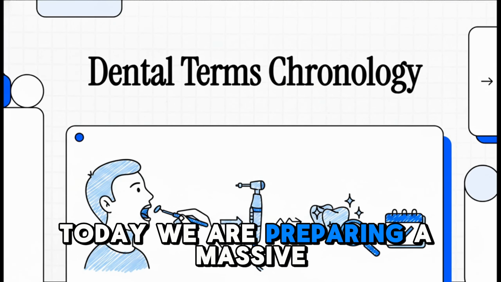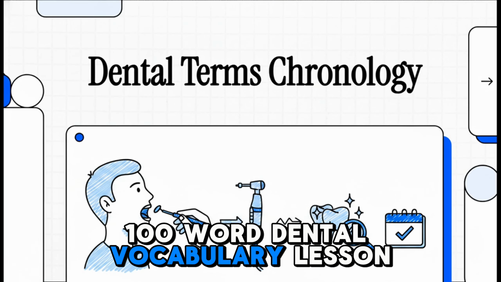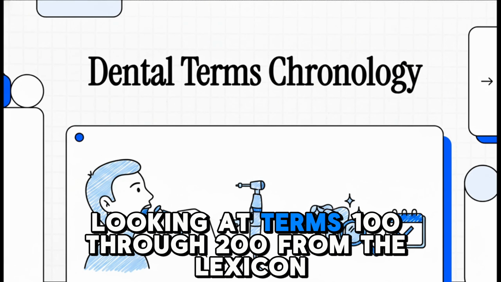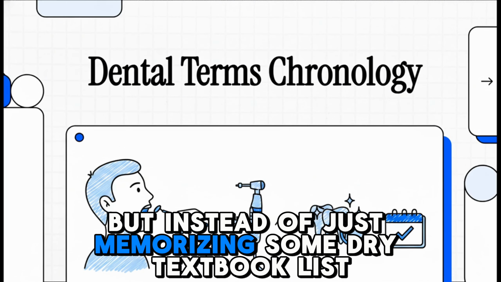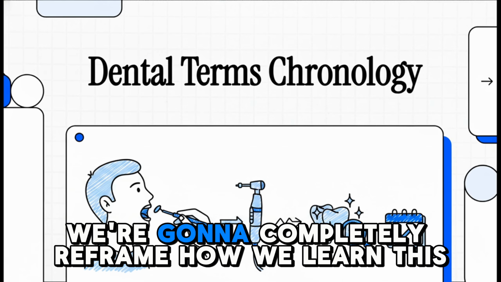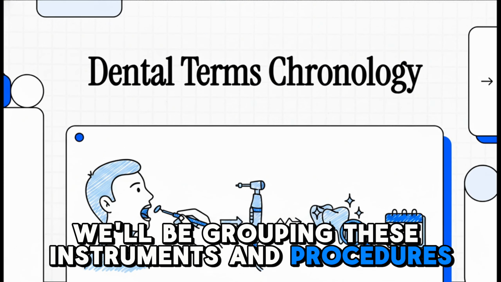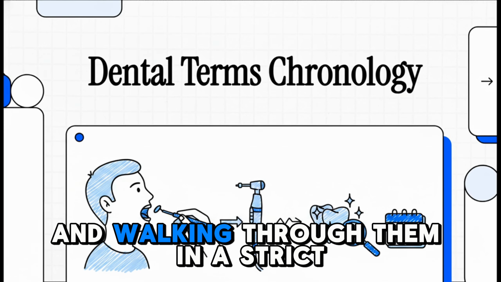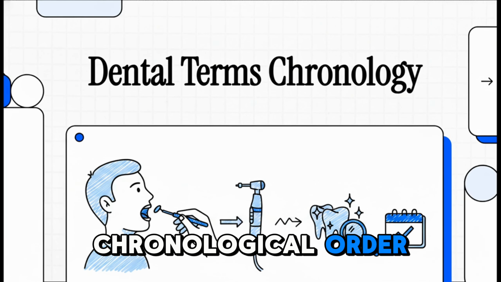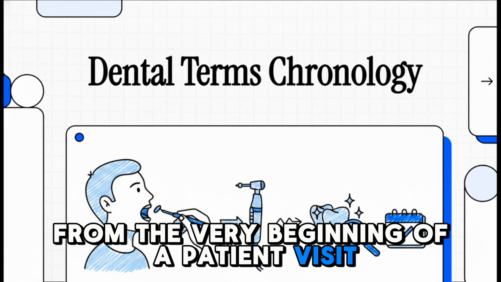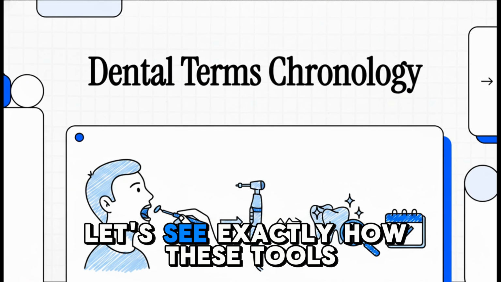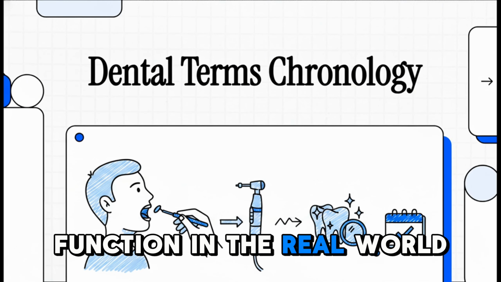Today, we are preparing a massive 100-word dental vocabulary lesson, specifically looking at terms 100 through 200 from the lexicon. But instead of just memorizing some dry textbook list, we're going to completely reframe how we learn this. We'll be grouping these instruments and procedures by their actual purpose and walking through them in a strict chronological order, from the very beginning of a patient visit right through to the end. So let's see exactly how these tools function in the real world.